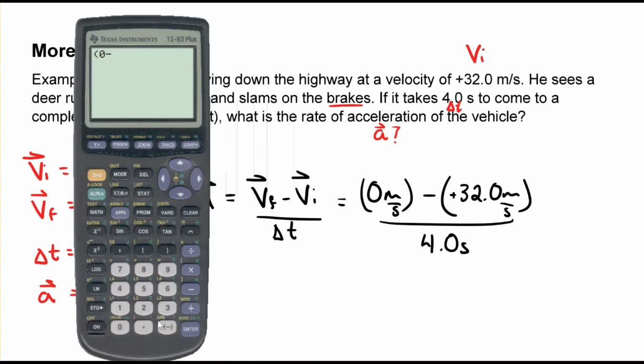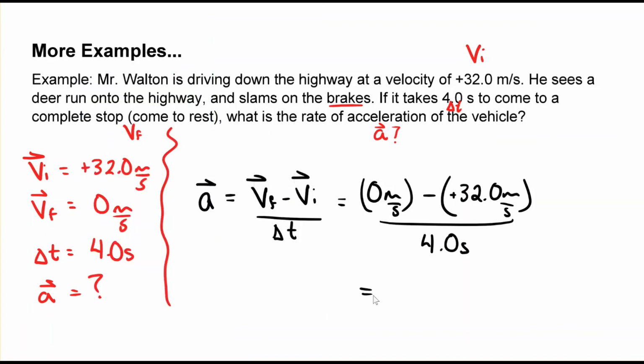0 minus positive 32, so minus 32. Divided by 1 number on the bottom, we don't need brackets, 4. You could put 4.0, but it doesn't really matter. Good, so that equals negative 8. I got 2 significant digits on top, 2 significant digits on the bottom, so I need to round to 2 significant digits. Meters per second squared, because that's what the units are for acceleration. Okay, no problem.